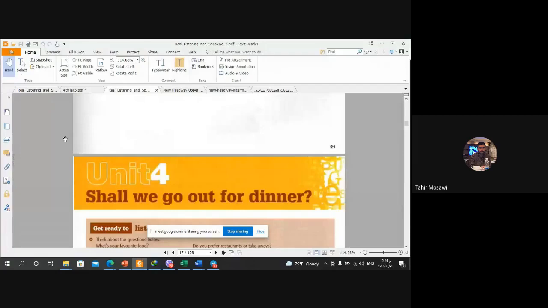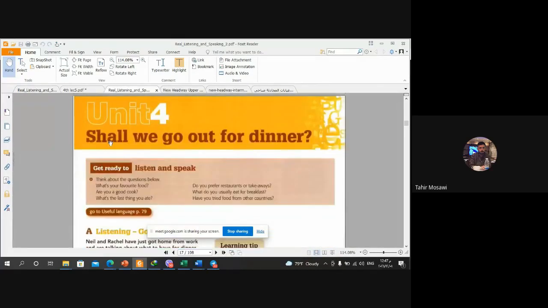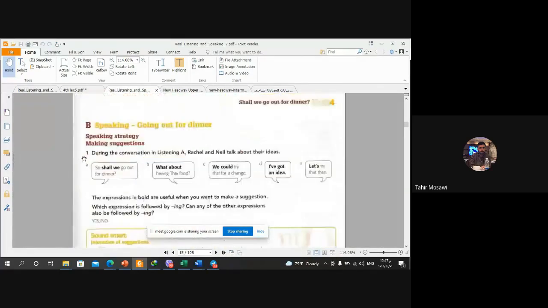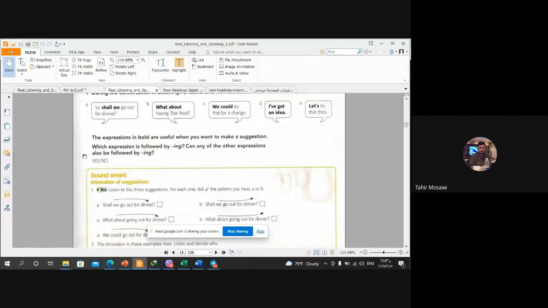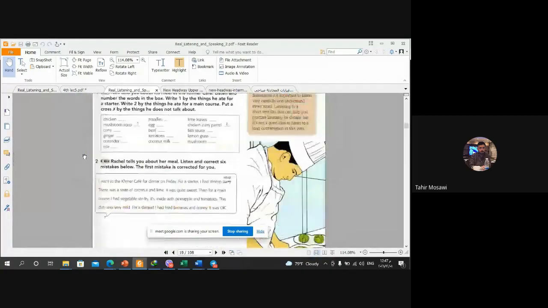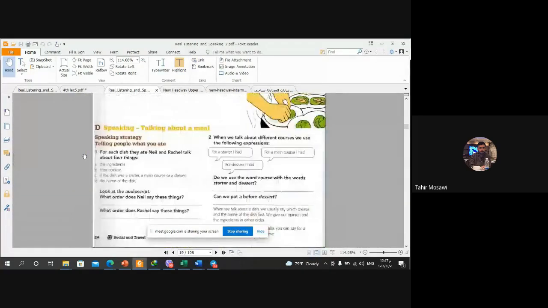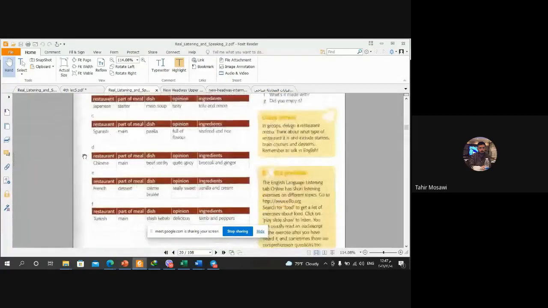But now we're heading to the food section. What will you do when you want to eat something in a foreign country? How to ask about food? Okay, what to do in a restaurant? What would you hear when you are in a restaurant? Okay, how to suggest to eat something? How to talk about ingredients?